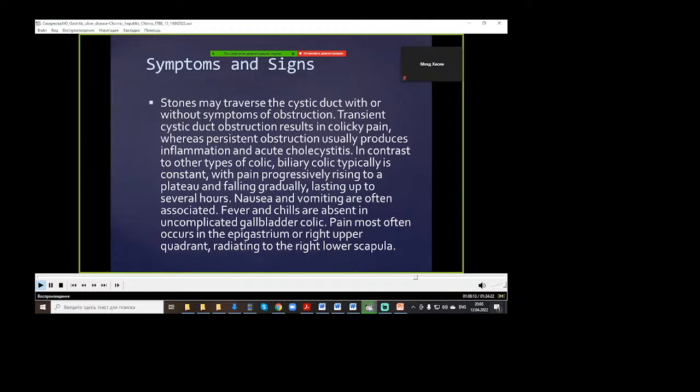In contrast to the other types of colic, biliary colic typically is constant, with pain progressively rising to a plateau and falling gradually, lasting up to several hours. Nausea and vomiting are often associated. Fever and chills are absent in uncomplicated gallbladder colic. Pain most often occurs in epigastrium or right upper quadrant, radiating to the right lower scapula.